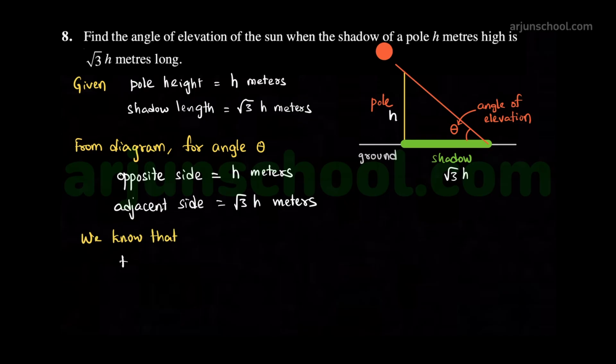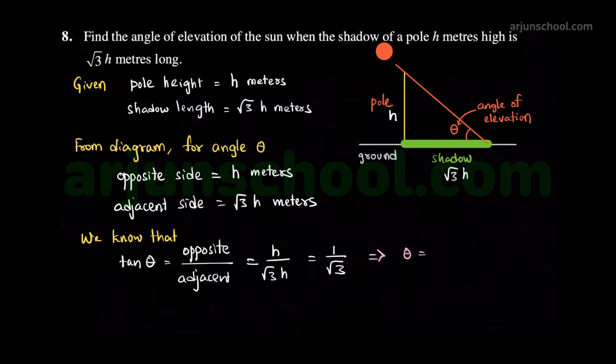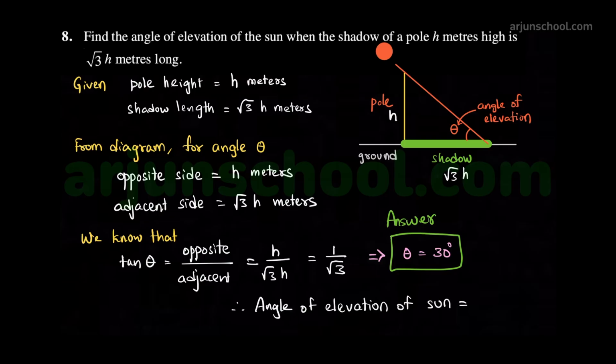We know that tan theta is equal to opposite side by adjacent side. Opposite side is h meters and adjacent side is root 3 times h meters. That is equal to 1 by root 3. This is a standard trigonometric value. When tan theta is equal to 1 by root 3, theta is 30 degrees. Therefore, angle of elevation of the sun in the given problem is 30 degrees.